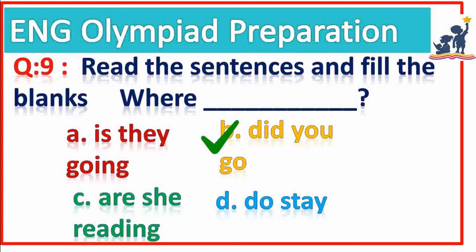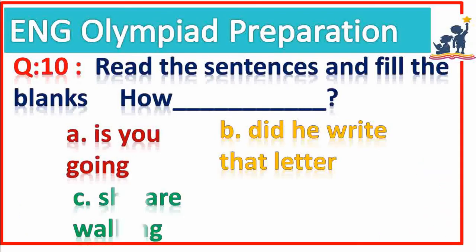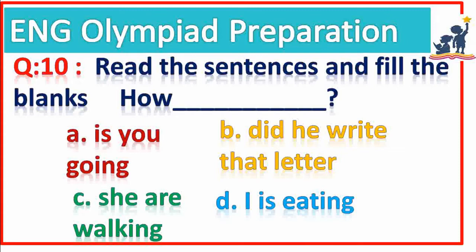Question number 10. Read the sentences and fill the blanks. How? Option A. Is you going? Option B. Did he write that letter? Option C. She are walking. Option D. Is eating. Option B is correct. How did he write that letter? Usne letter kaise likha?